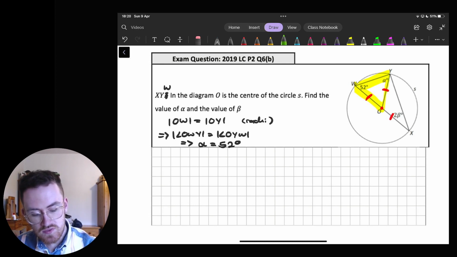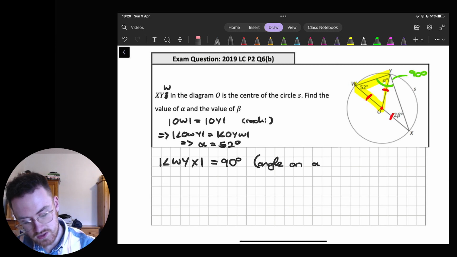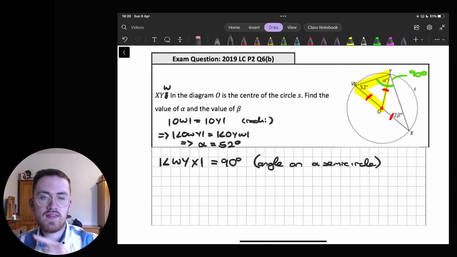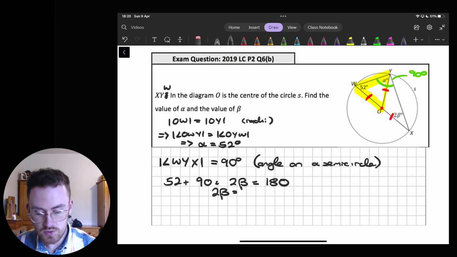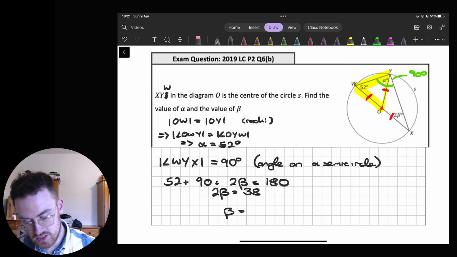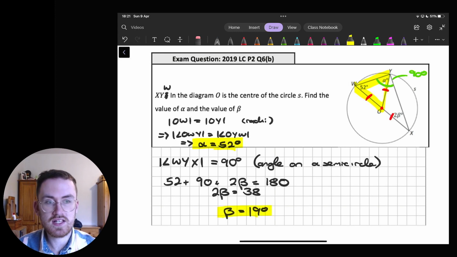Then to answer the second part, we have a few different ways. What we might use is that this green angle here has to be 90 degrees. So the angle WYX has to be equal to 90 degrees. And why is that? Well, it was called the angle on a semicircle. That was the one where the triangle sits on the diameter, which means the angle at the top of the circle will be 90 degrees. And that means that 52 plus 90 plus 2 beta has to be 180, because again it's a full triangle. So I take 90 and 52 away from 180, I get 38, and then beta is that divided by 2, which gives me 19 degrees. So my two values are alpha 52 and beta 19 degrees.